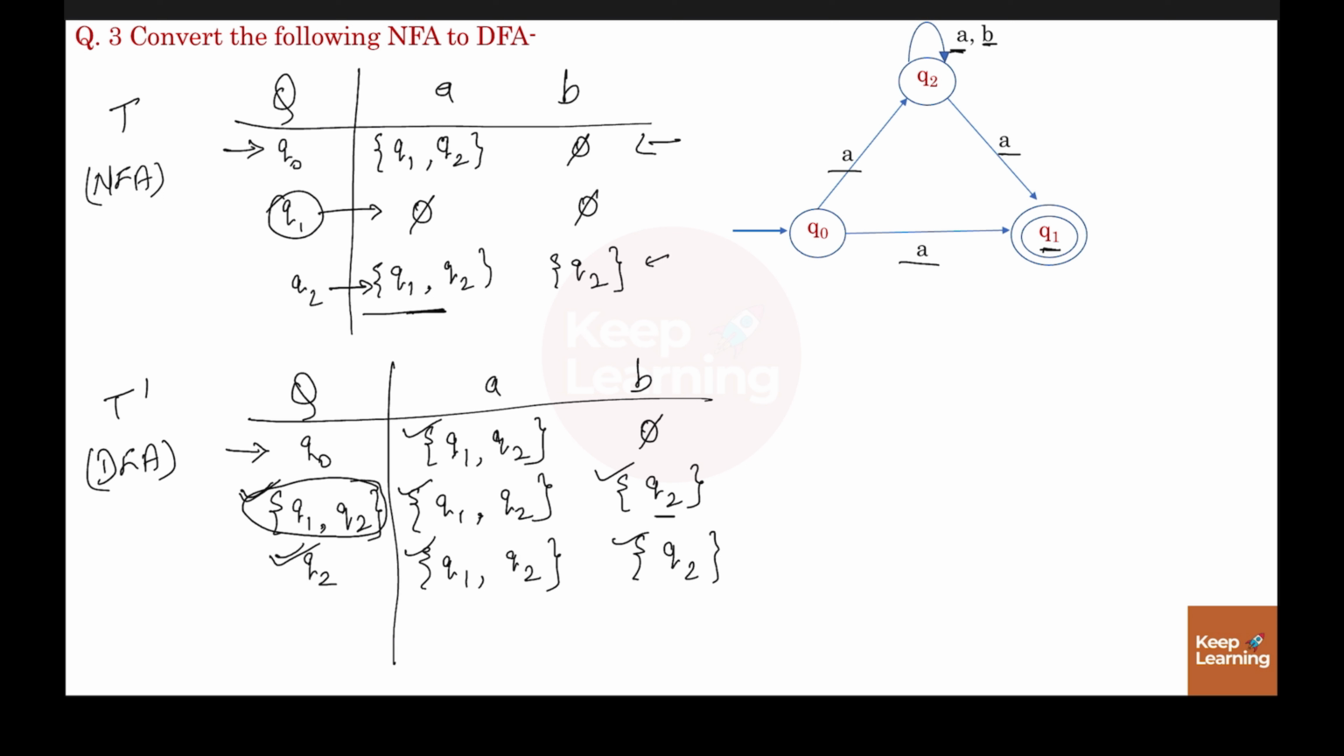Now let's construct a DFA by using this table T dash. So Q0, Q1, Q2, so final state, and Q2.